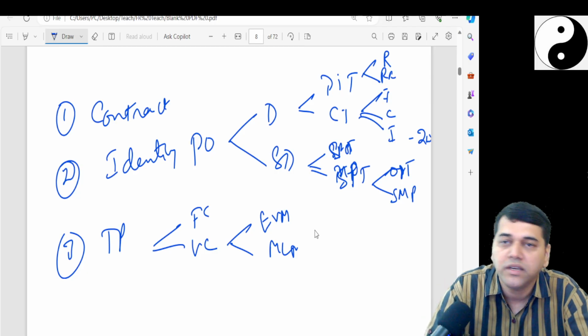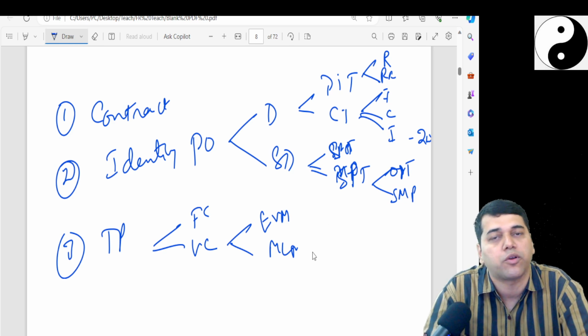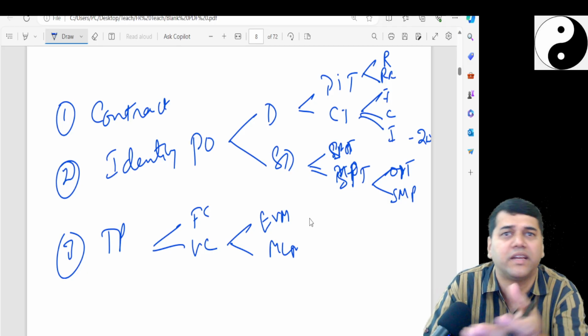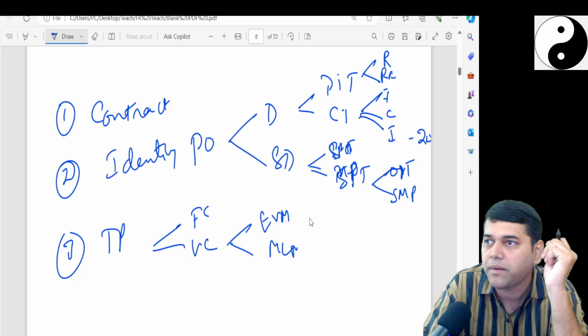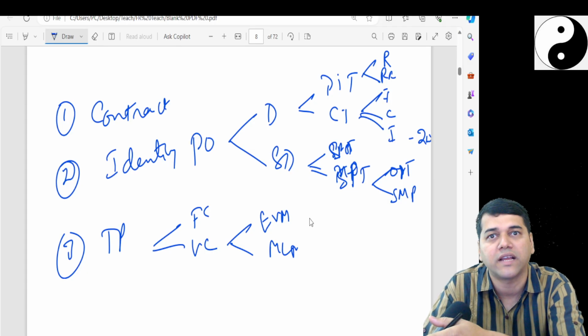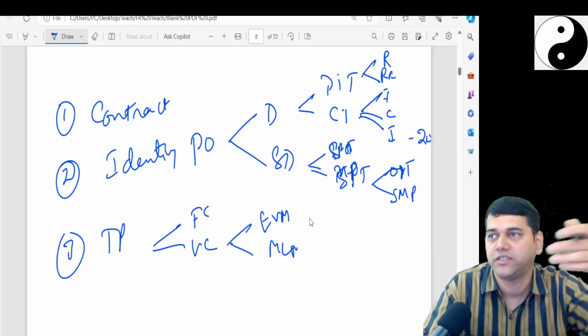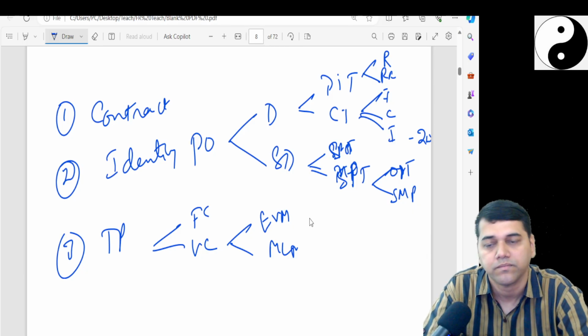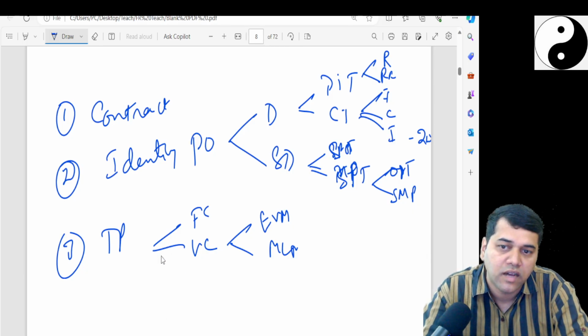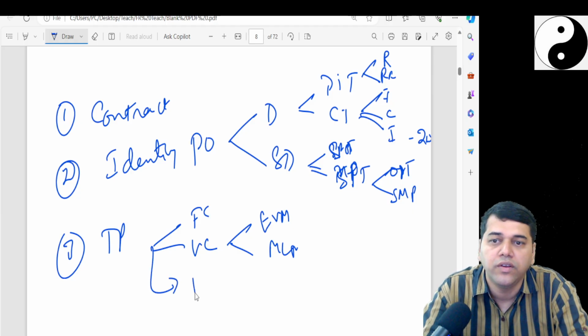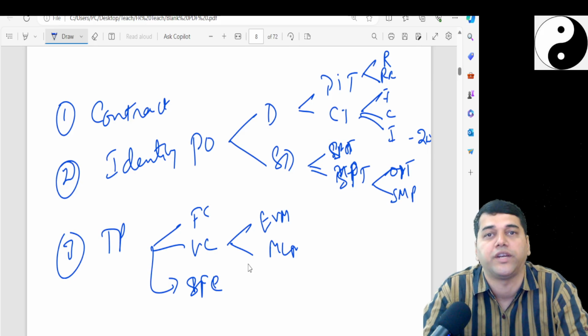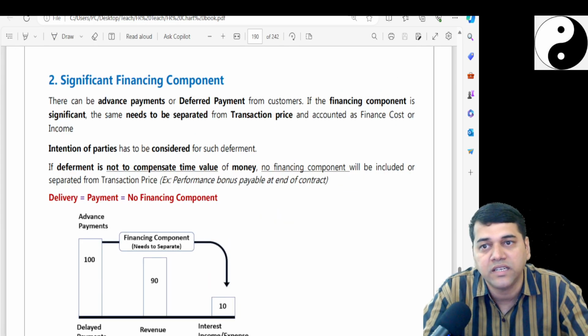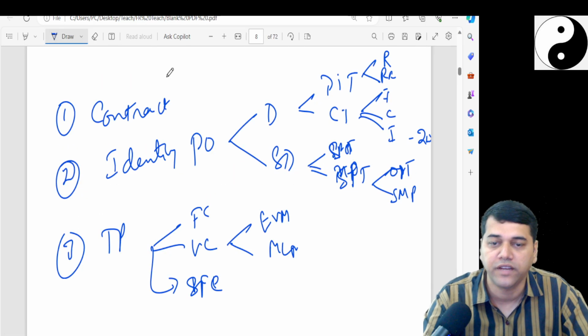But here, no estimated probability was required. In fact, maybe they estimated the cost. It's the probability, no? They said 22 lakh is the cost, 50,000 first year, second year. They estimated it, which means they must have applied a probability there. So second, after variable consideration, we will go to the significant financing component. Understand the concept of significant financing component.